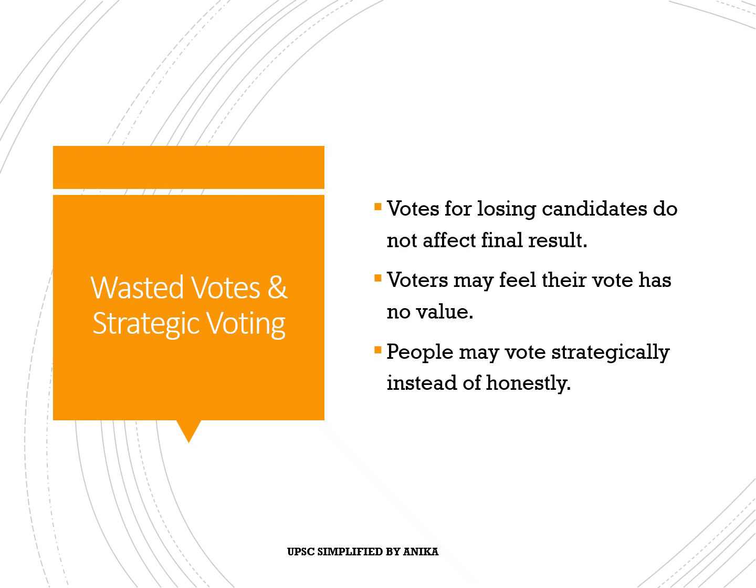Another disadvantage: wasted votes and strategic voting. So, dear students, in the FPTP system, votes given to losing candidates do not affect the final election result. This may discourage voters because they may feel that their votes have no value if their preferred candidate loses. As a result, the system can also encourage strategic voting, where voters choose a candidate who has a better chance of winning rather than the candidate they truly support. They often do this to prevent a candidate they dislike from winning the election. Consequently, many voters may feel that they are unable to express their real preferences freely.